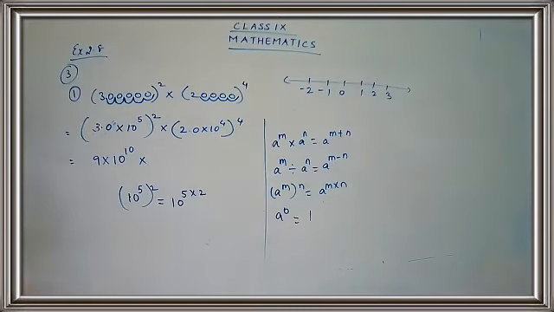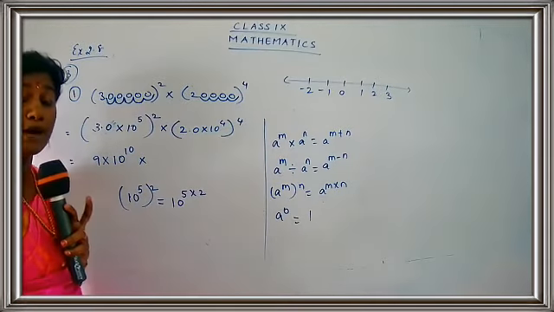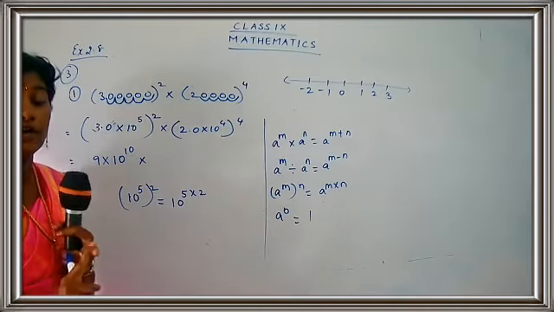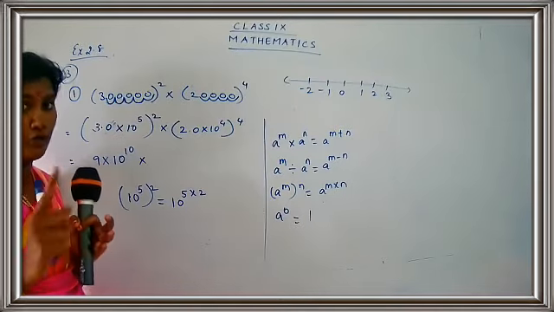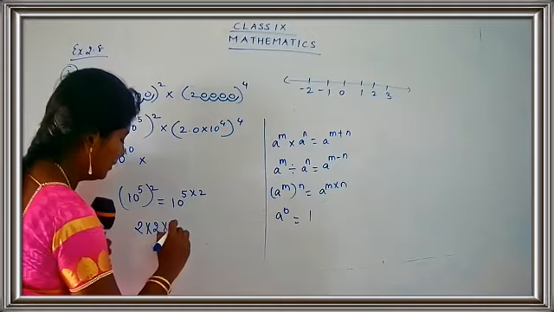So 9 into 10 raised to 10. So we have done the first part. Let me go for the next one. Now this is 2.0 raised to 4. 2 power 4. That means you are going to write down 2 4 times. Don't write 2 4s. That is wrong. You have to write like this: 2 into 2 into 2 into 2.